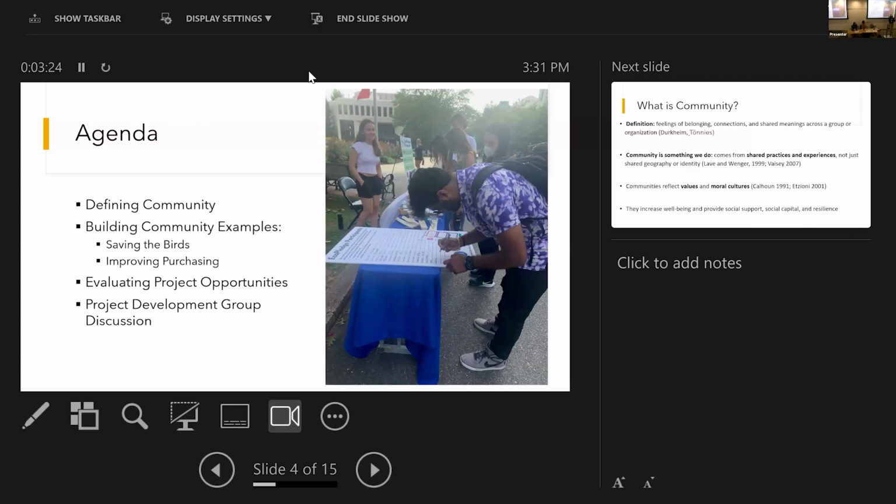So today we're going to start by defining community, looking at what that means just in terms of the general context. And then since I'm here, also how it connects to sustainability, why I'm here. We'll look at the examples specifically about saving birds and looking at improving our purchasing process on campus. We'll evaluate some project opportunities and then have a group discussion.